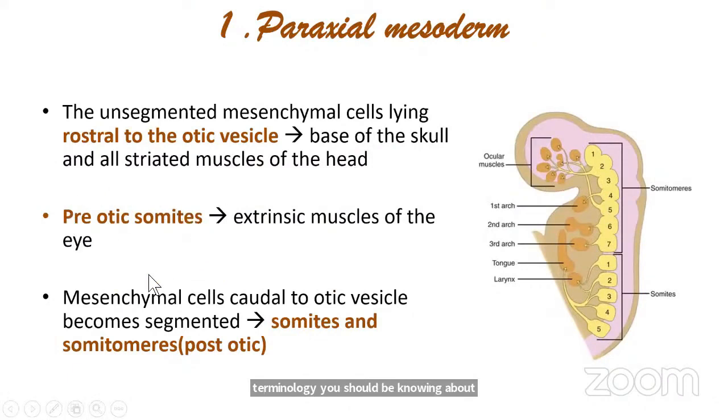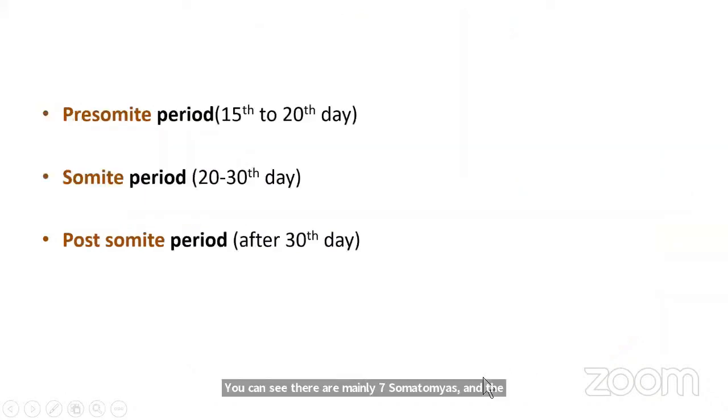So there are pre-otic somites which are lying in front of the otic capsule, and they result in the formation of the extrinsic muscles of the eye. Then you have the ones caudal to the otic vesicle. They are the somites and somatomeres. Somatomeres are otherwise known as post-otic. You can see there are mainly 7 somatomeres, and the remaining are called the somite proper. So this again you should be knowing.